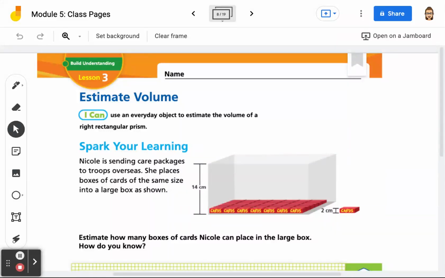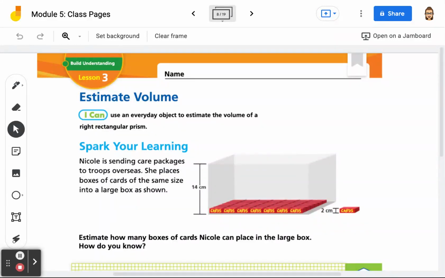Hello, mathematicians. Today we're going to look at Module 5, Lesson 3, which is all about estimating volume. Hopefully by the end of this lesson, you'll be able to use an everyday object to estimate the volume of a right rectangular prism. So we're going to look at Spark Your Learning.